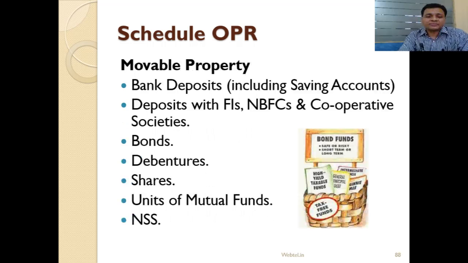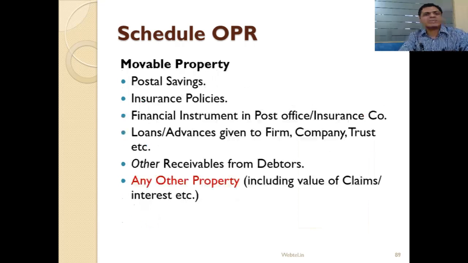And immovable property, all kinds of properties here: bank deposits, deposits with NBFCs, etc., bonds, debentures, shares, units of mutual funds, NSS, postal savings, insurance policies, loans, advances given to firm, company, trust, etc. Other receivables from debtors. Even receivables from debtors. Now one fails to understand what other receivables from debtors means. Either it is receivables from debtors or total receivables from debtors. We need to understand from the department what other receivables from debtors are. Probably some receivables from debtors which are not there in the book. One doesn't understand. So more clarification is needed from the department.